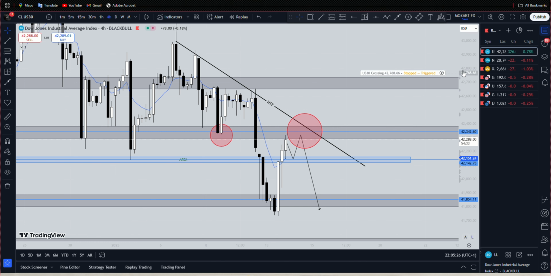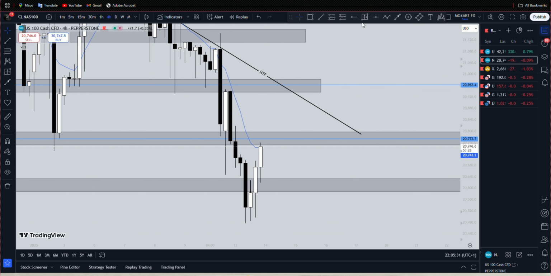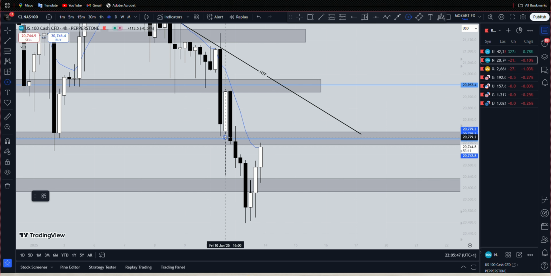Okay, moving on to NAS. NAS is very beautifully placed into our area of interest. As you can see, this is a major area of interest, which was once used as support and now will be used as resistance. We also have this clear structure retest. So the only thing we need is for price to still be at this area tomorrow at 12 o'clock, which means the New York session volatility will bring it down to take out these lows.